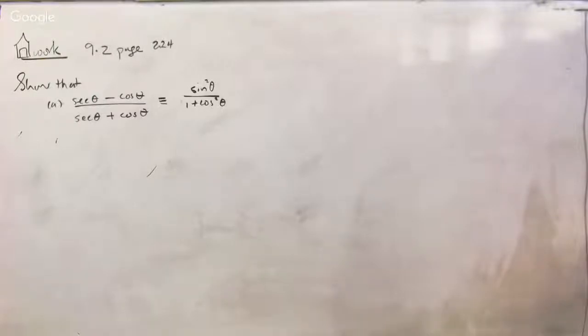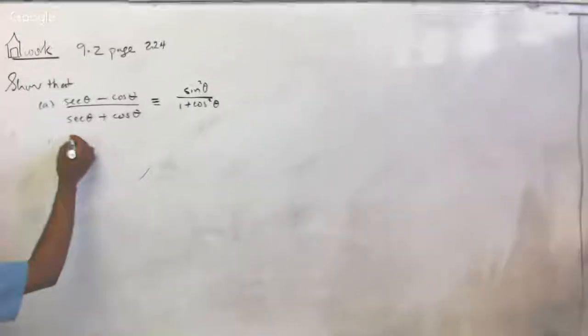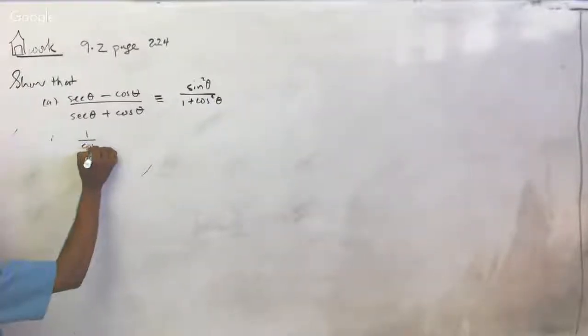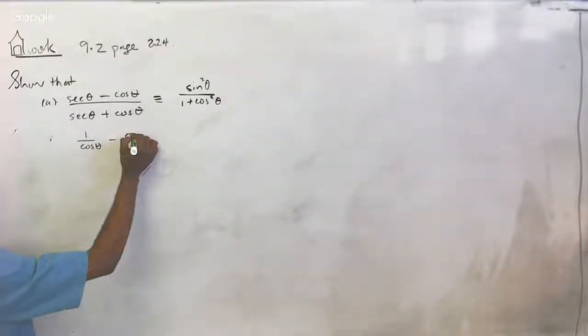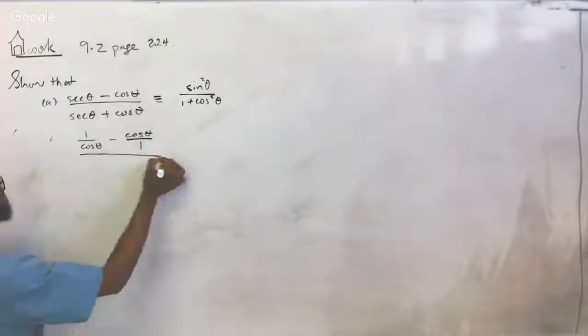What's first? Change over cost and sign. So that's the first one. Yeah. So what is secant? One over cost. Minus cost. Yeah, because one thing is a fraction, everything is a fraction.